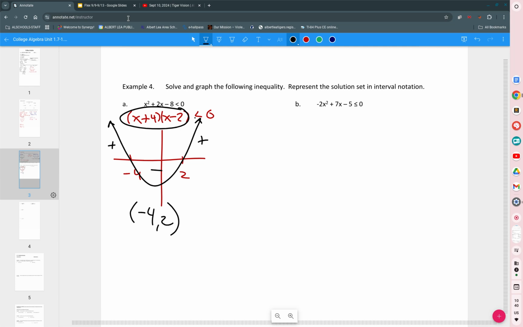Okay. All right. Letter B is a little bit different. There's a negative in front. I don't like to deal with the negatives. So anybody know what I'm going to do? Divide the whole thing by negative 1, or multiply through by negative 1. And when I do that, what do I have to remember to do in the process? Yep, switch the sign. So I have a positive 2x squared, I have a minus 7x, I have a plus 5 is greater than or equal to 0.